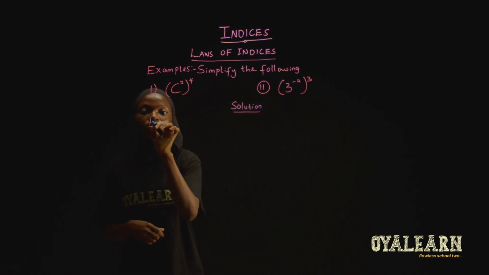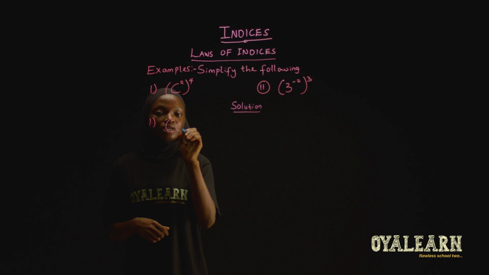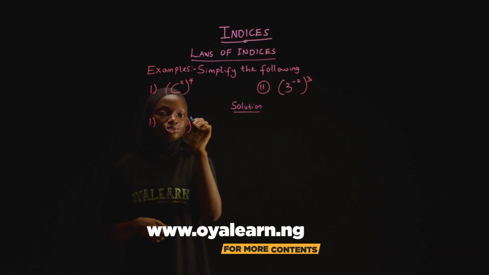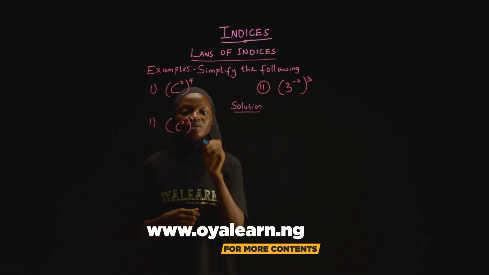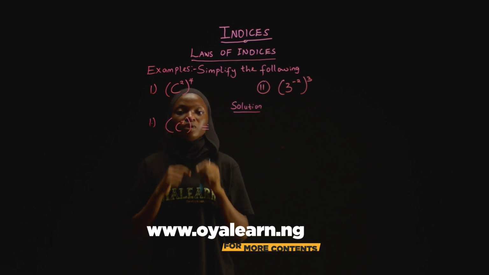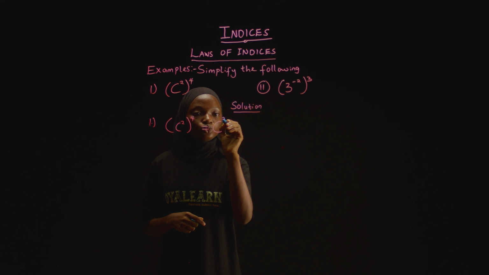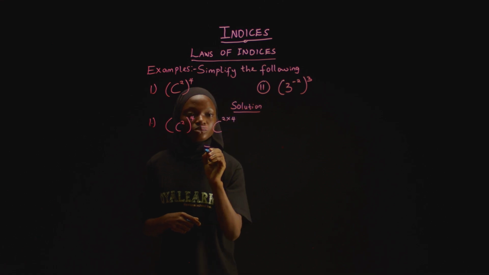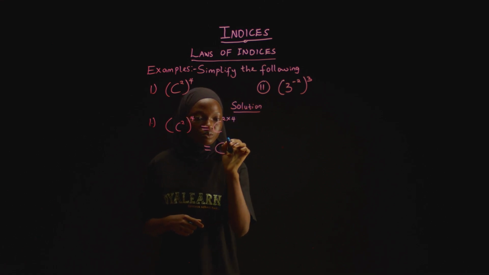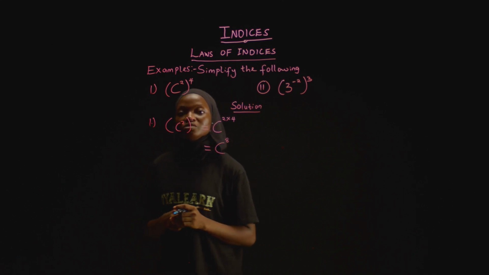The first one, we have c raised to power 2 all raised to the power of 4. Now to simplify this, we just have to multiply the powers. That is, it gives us c raised to power 2 times 4, and 2 times 4 here is 8, so we have c raised to power 8. And that gives us the simplified form.